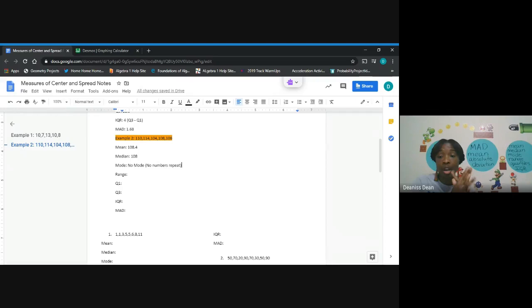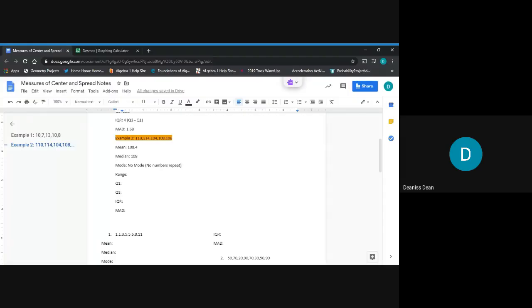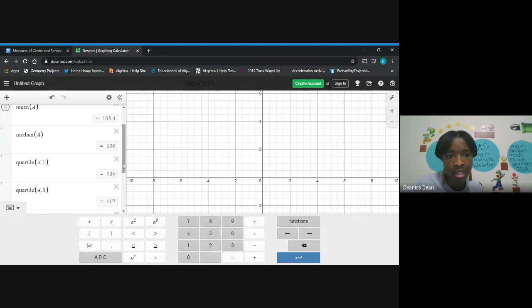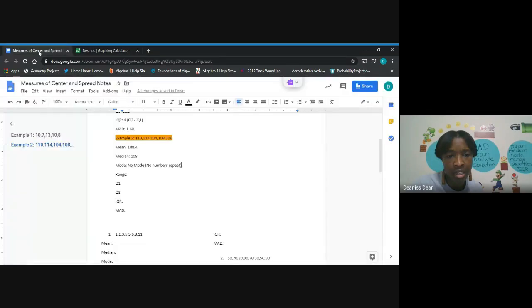The range is the highest value subtract the lowest value. So our highest value here is 114, and we're going to subtract 106, the lowest value. So 114 minus 106 is going to give us 8. So that's how far apart our numbers are. That's how spread out our numbers are. Okay.